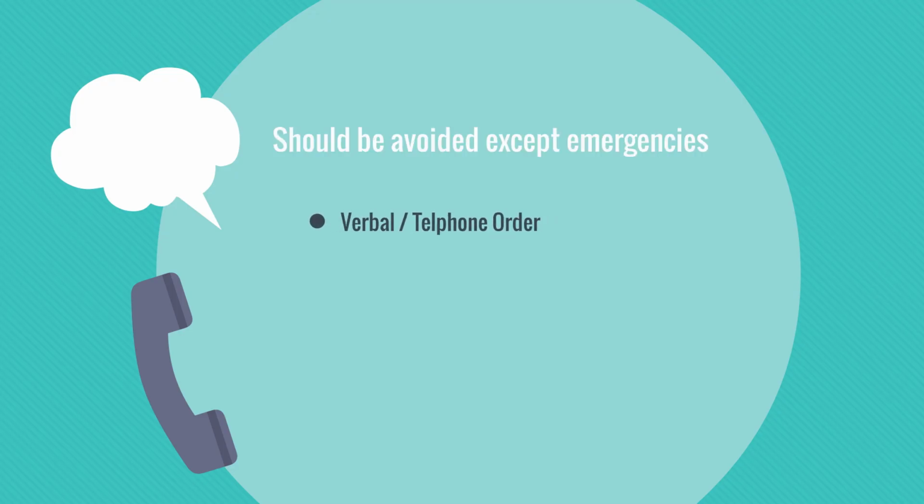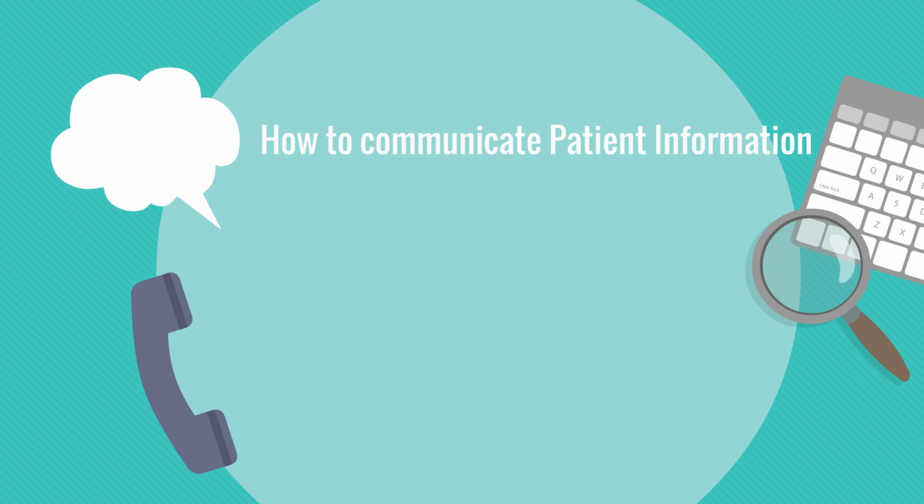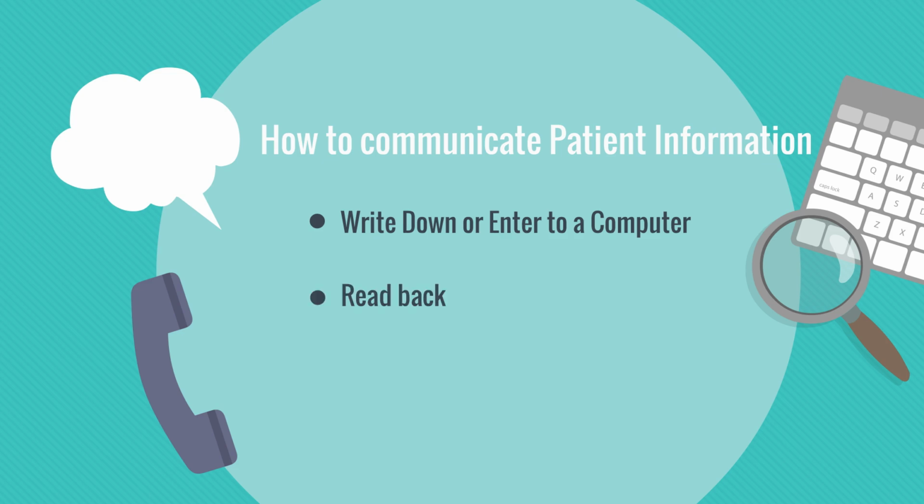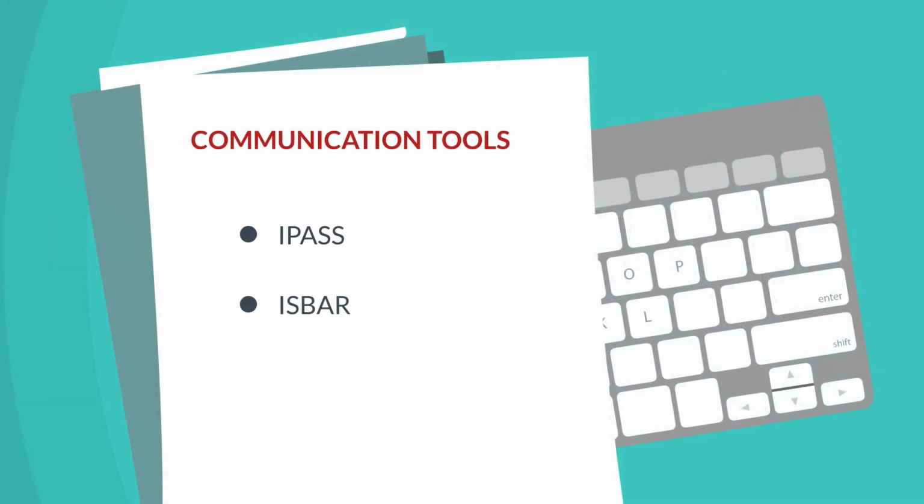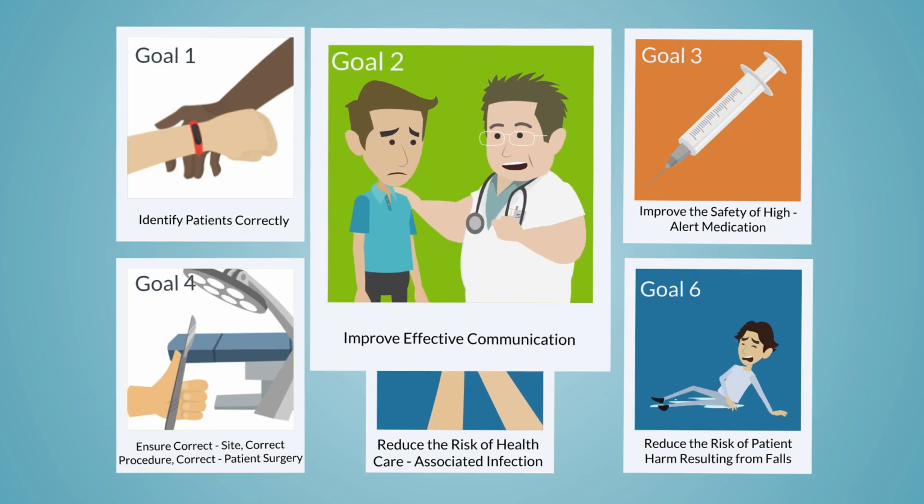While verbal orders should be avoided except in emergencies, verbal or telephone orders, receiving and informing critical results is often unavoidable. Whenever an order is communicated orally, the recipient of the information should write the information down, or enter it into a computer, then read it back to the person on the phone, and receive confirmation that the information is correct. Without these critical steps, patient safety can be at risk. Several tools are available, like IPASS or SPAR, to help prevent these types of communication failures and improve effective communication.